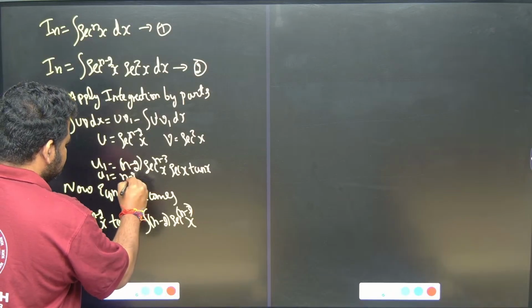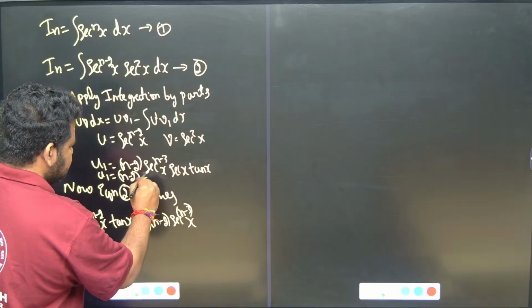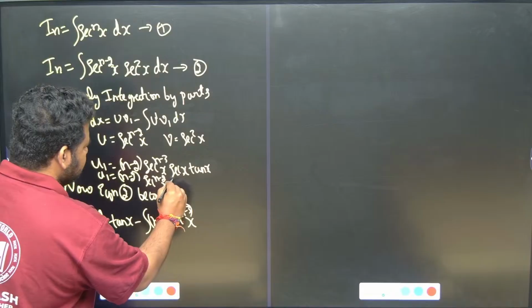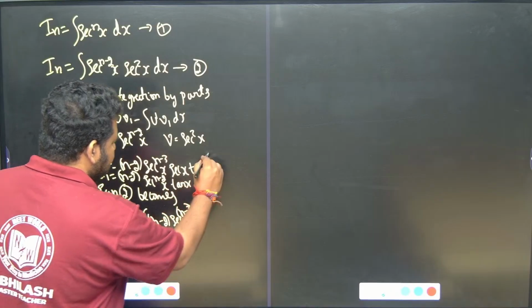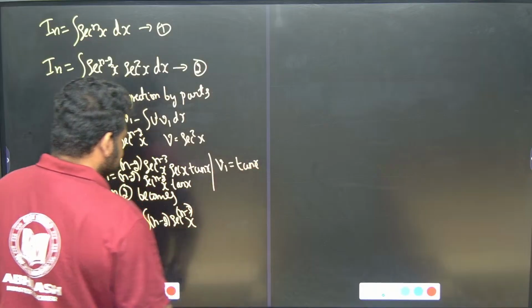Okay, secant n minus 2 x is there here. Secant n minus 3 into secant x will become secant n minus 2 x. Okay, secant n minus 2 x into tan x. What about v1? v1 will be tan x only. So this will become what?